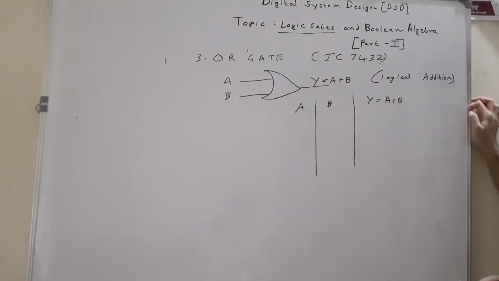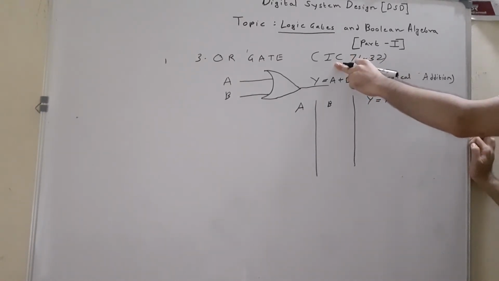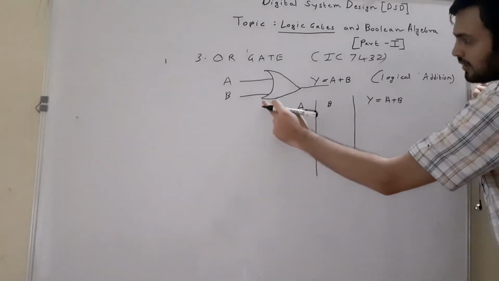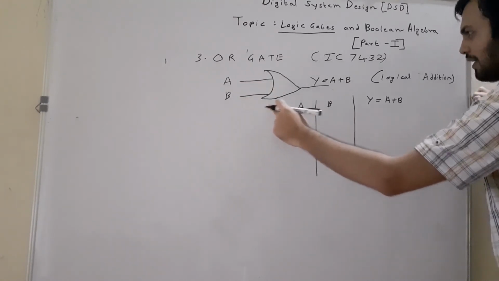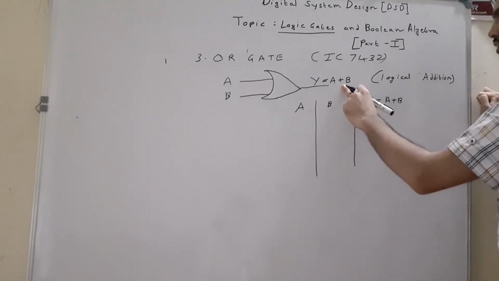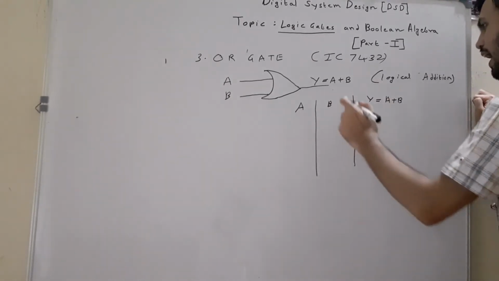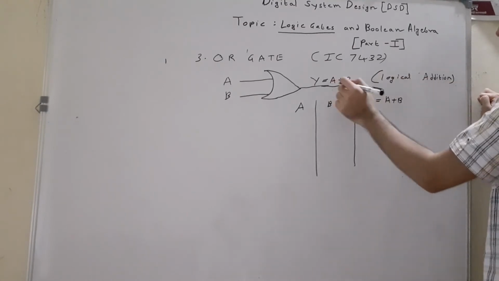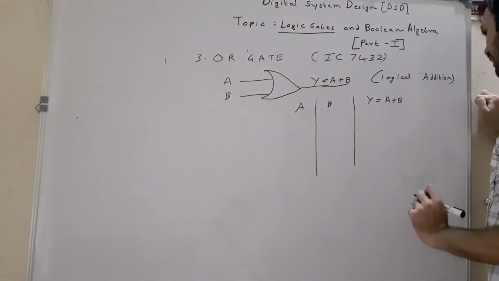So now we are going to study the third type of basic gate, which is OR gate. And what is the IC number for OR gate? IC 7432. So this is the symbol for OR gate. We have two binary inputs, and at the output we get Y is equal to A plus B. That is, this logic gate adds two single bit inputs present at its input. So this is used for logical addition because Y is equal to A plus B. Whatever bits we provide at the input, it will add them up and give us the result.